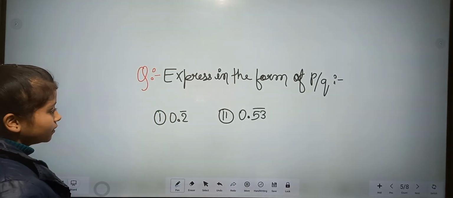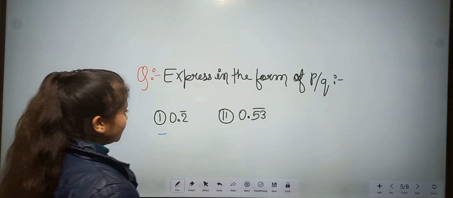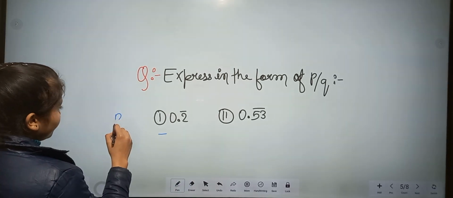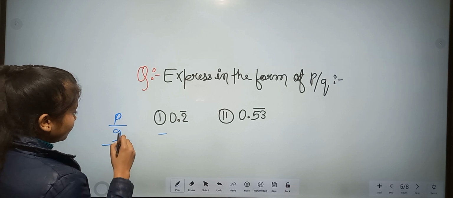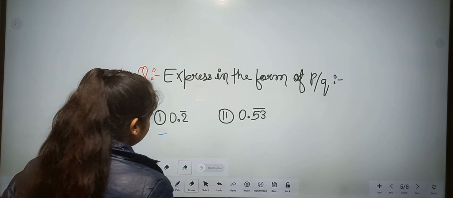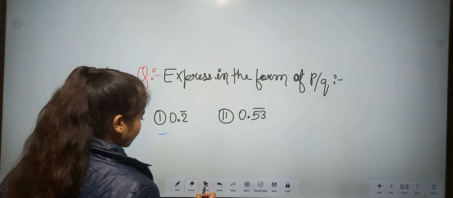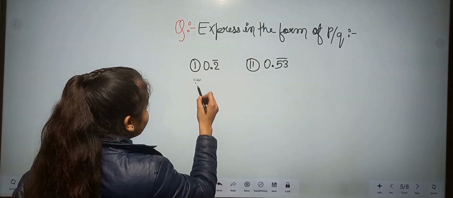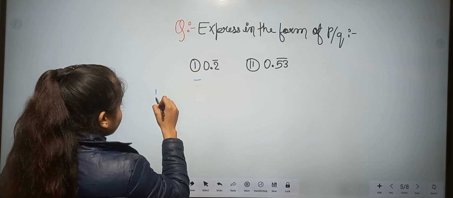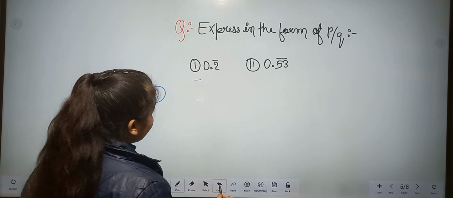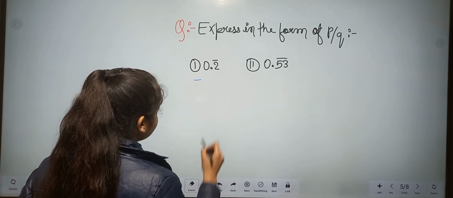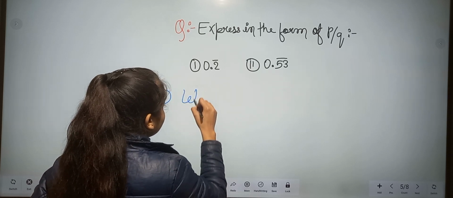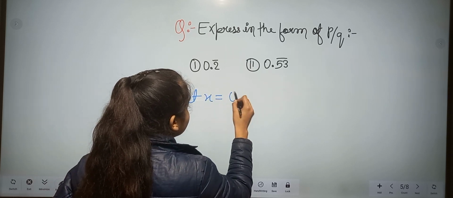Here the number is written in decimal form and we have to convert it into the form of p by q. So let's do this question. Our first question is 0.2 repeating. For solving this question, first of all we have to let x is equal to 0.2 repeating.